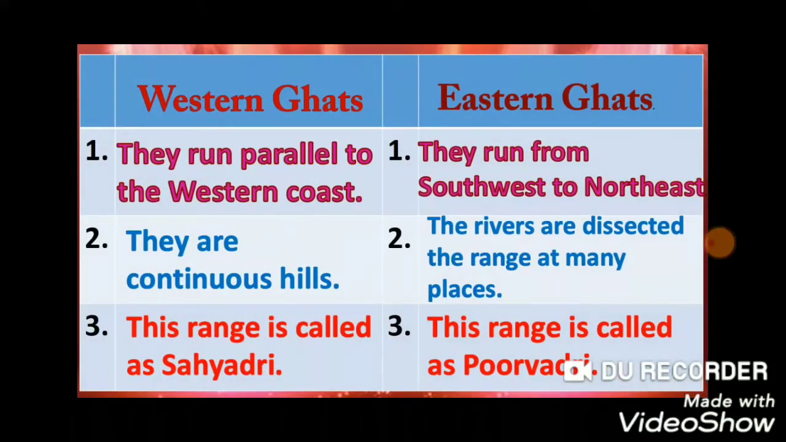Let's see once again. They run parallel to the western coast. They run from southwest to northeast. They are continuous hills. The rivers dissect the range at many places. This range is called as Sahyadri. This range is called as Purvatri.